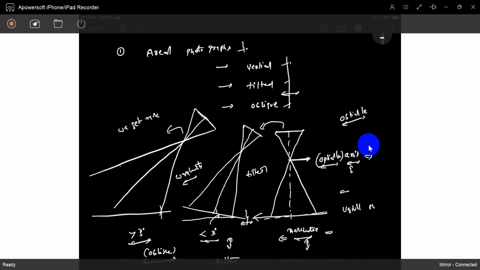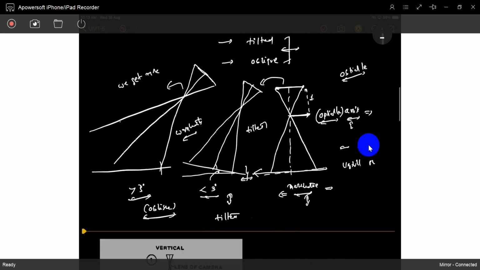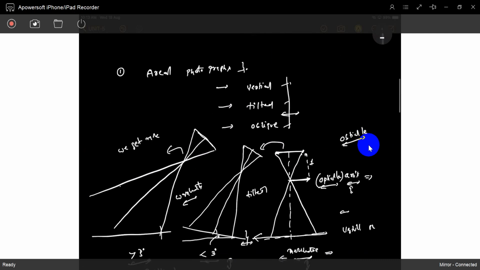For vertical, see the optical axis. Optical means what? It is the focal distance. We can call this a positive image. We already discussed what is a negative image and what is a positive image. The negative exists, but there is no positive image. But in our calculations we take it as positive.